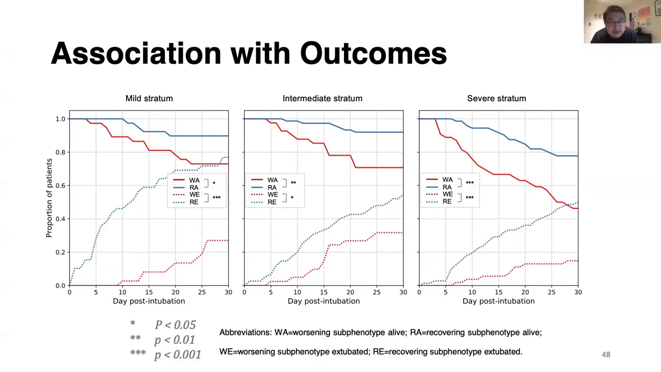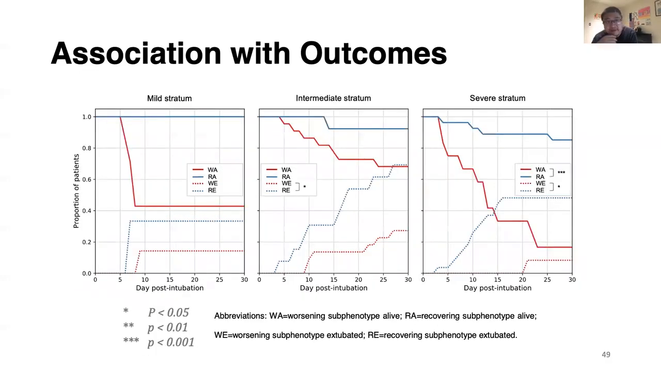We also calculated the cumulative outcome association over time for the different strata, from which we can clearly see that worsening subphenotypes across all the baseline strata suffered a significantly higher risk of mortality within the 30-day window after intubation, while recovering subphenotypes across all baseline strata showed a significantly higher extubation rate compared to worsening subphenotypes. This is the result on the validation cohort, where we observe similar patterns.